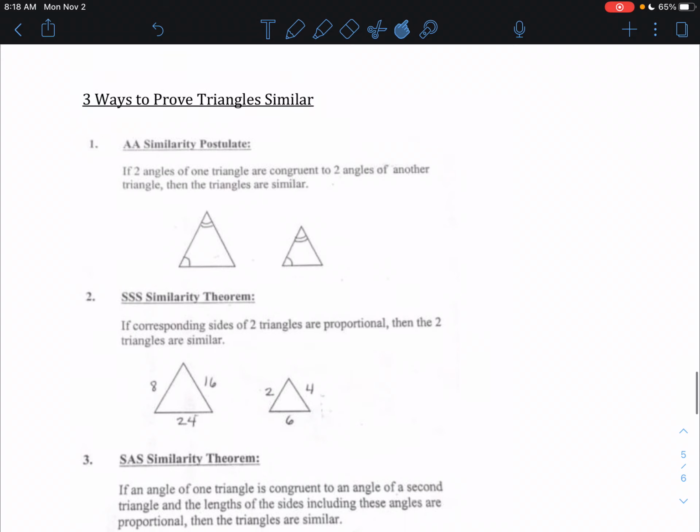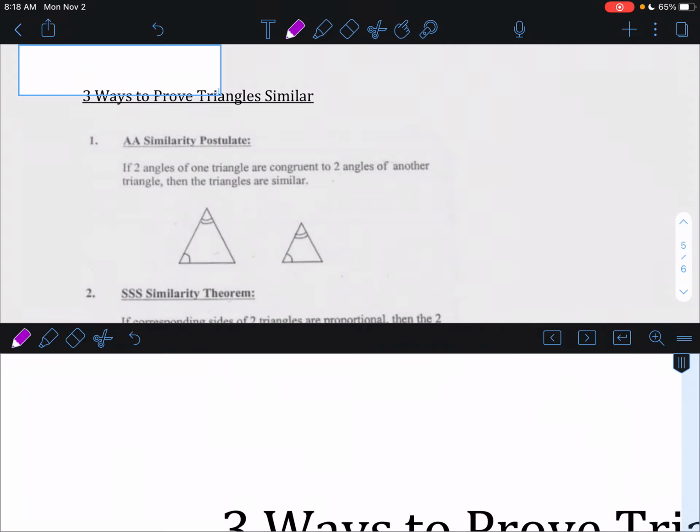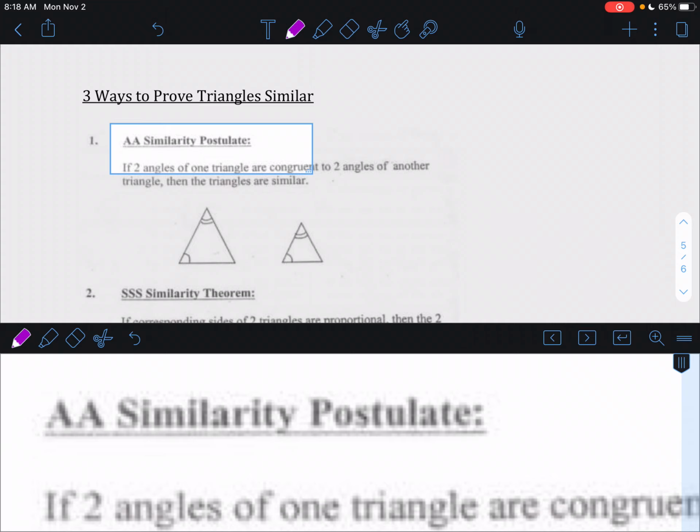So, anyways, what we're getting into is ways to prove triangles similar. And we've talked about ways to prove triangles congruent, and there were 5 ways we could prove triangles to be congruent. There are 3 ways we can prove triangles to be similar. And 2 of them are going to be the same as congruence, with just one little difference. So the first one I have is the AA similarity postulate.